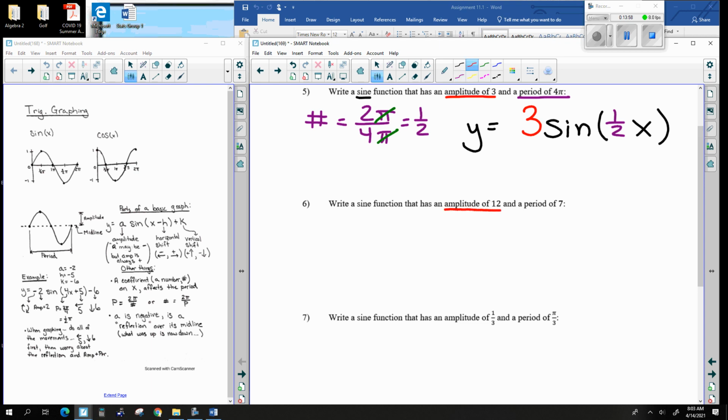Okay, here we have an amplitude of 12 and a period of 7. It's not a pi, it's just straight up 7. So here we go. This is a sine graph. All right, so the amplitude is 12, easy peasy. The other part is that inside number. So the inside number is 2 pi divided by the period. And so that doesn't simplify. That is what it is.